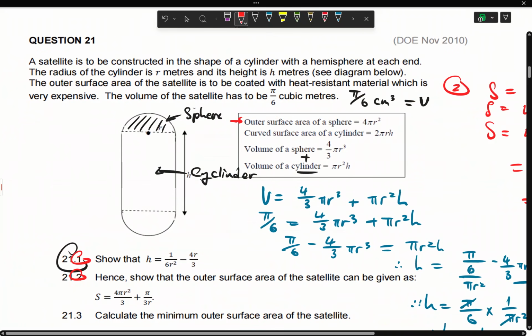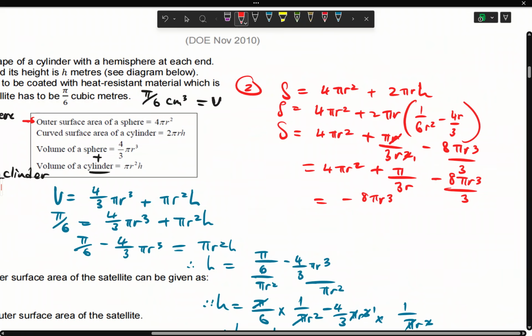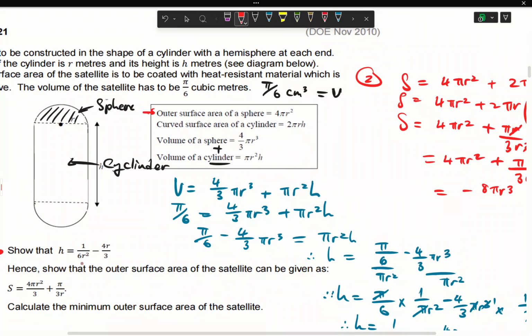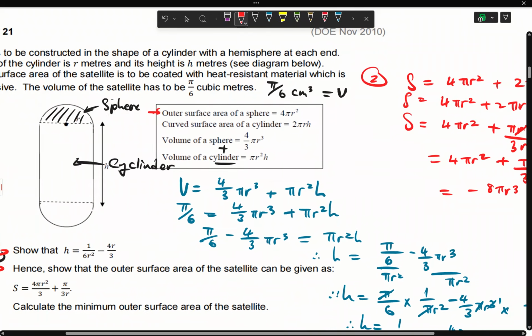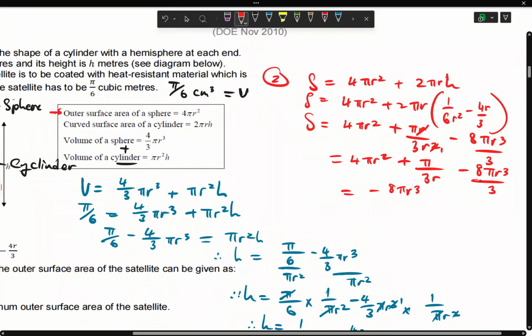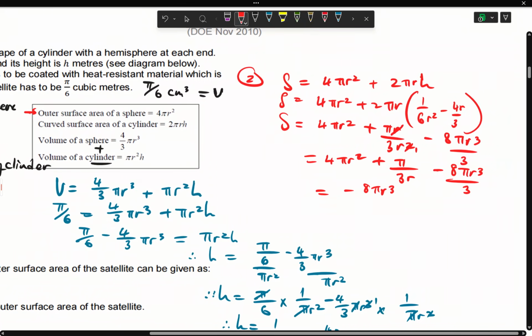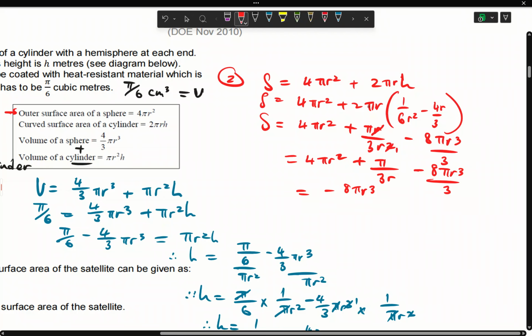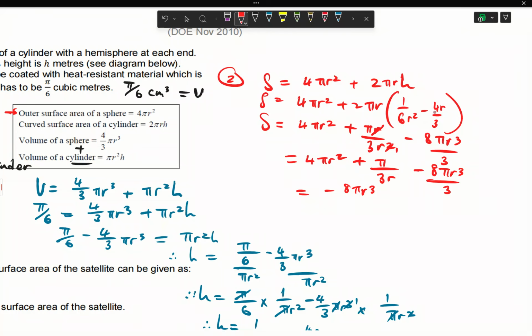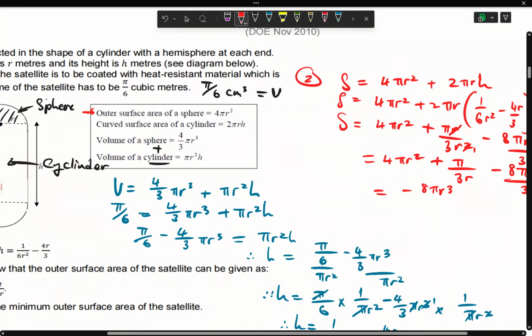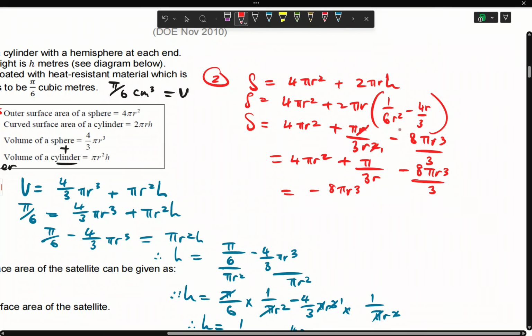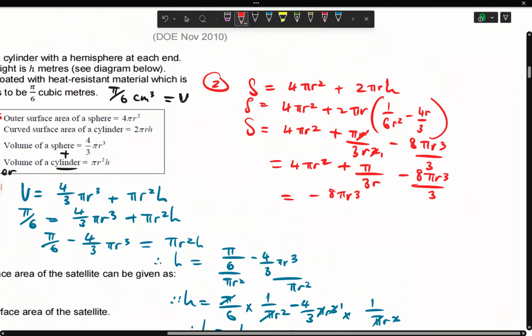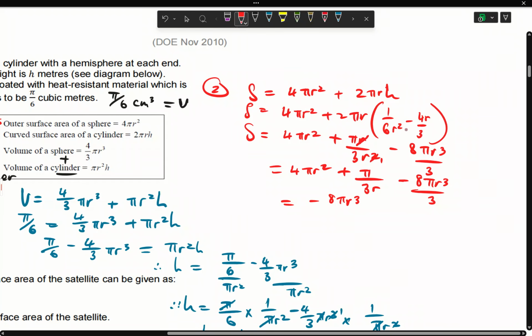So let's see what they said. They said that hence show that the outer surface area can be expressed as this. So now let's see what you have. You have this, and then you also have 3r. So now we have to combine these two terms there. To combine those two terms, let me see if I left anything out. So this is 2 pi r, and then multiplied by the 4r out there. Oh, I didn't leave anything out. So now this is not cubed; this is squared, because this r times r will give you r squared there.